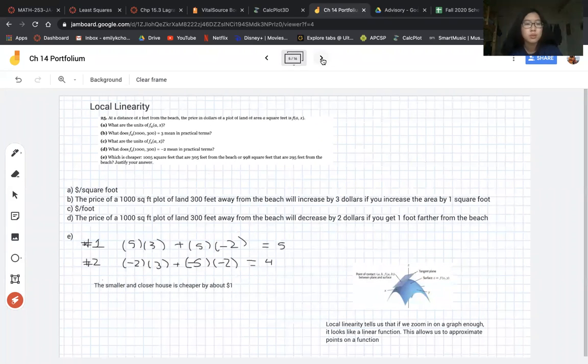So next we move into local linearity, which tells us that if we zoom in on a graph enough, it looks like a linear function. And this allows us to approximate points on a function. Graphically, it looks sort of like this. We have a point of contact and the tangent plane, which is the equation we use to approximate points in that certain area. And here there's an application.